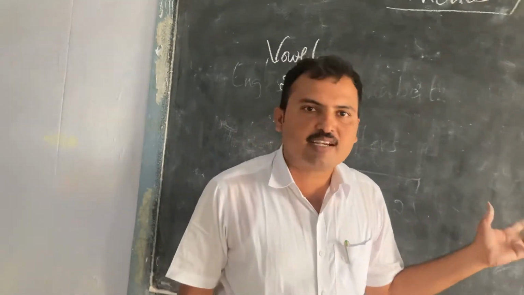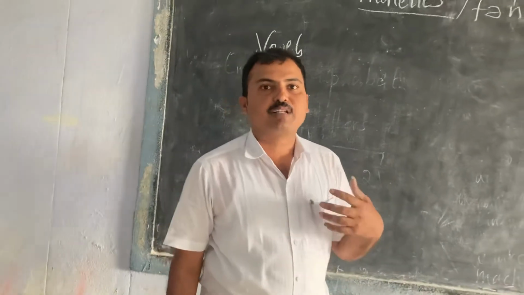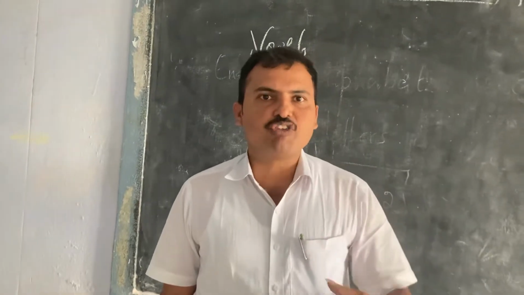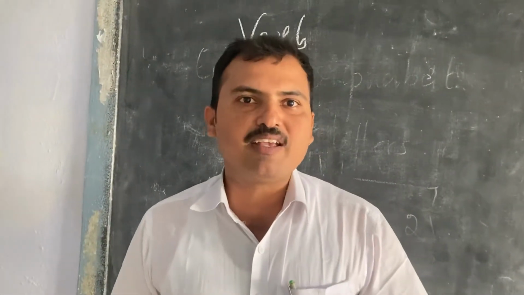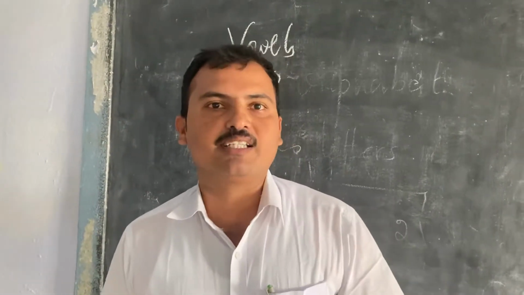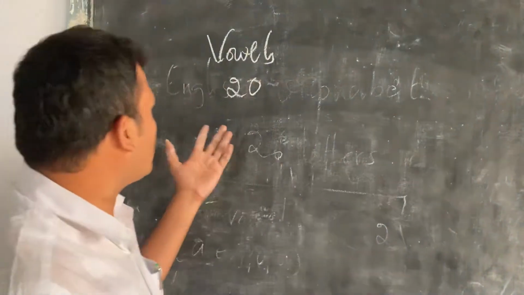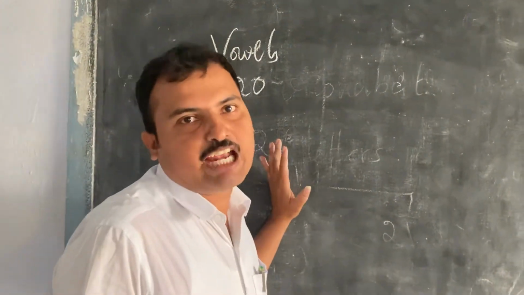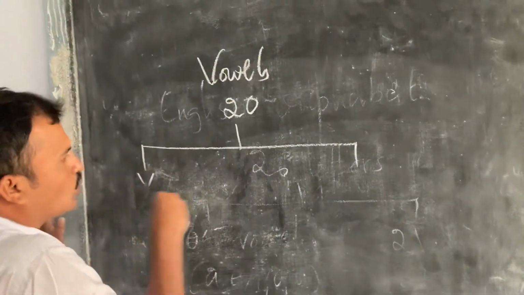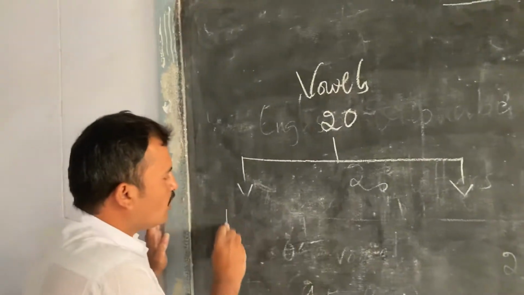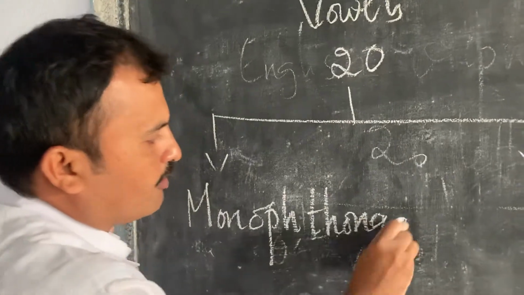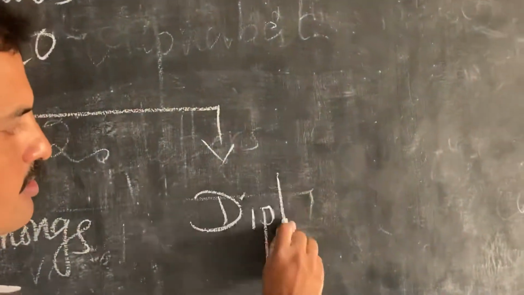Whereas when it comes to consonants, they need to be learned, like for example ka, cha, zha, ha, za. These are the consonants which need to be learned. They cannot be articulated without our knowledge. They have to be learned and practiced. Whereas when it comes to vowels, they do not need any kind of practice. And vowels are again divided into two types: monophthongs and diphthongs.